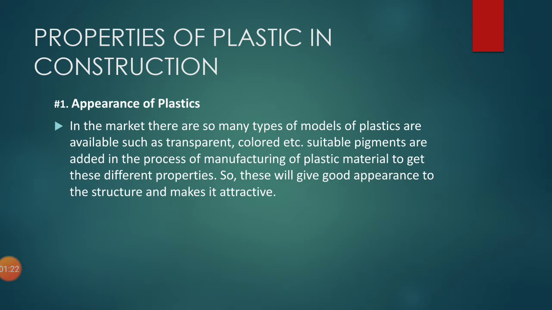As I'm sure many of you have seen the use of plastic, maybe in cladding or certain buildings. For example, they might use it for cladding for gas station sheds. In the market, there are so many types of models of plastics, and they are available, such as transparent, colored, etc. Suitable pigments are added in the process of manufacturing of plastic material to get these different properties. So there are a variety of different colors that can be achieved by the introduction of pigments. So these will give good appearance to the structure and make it attractive.